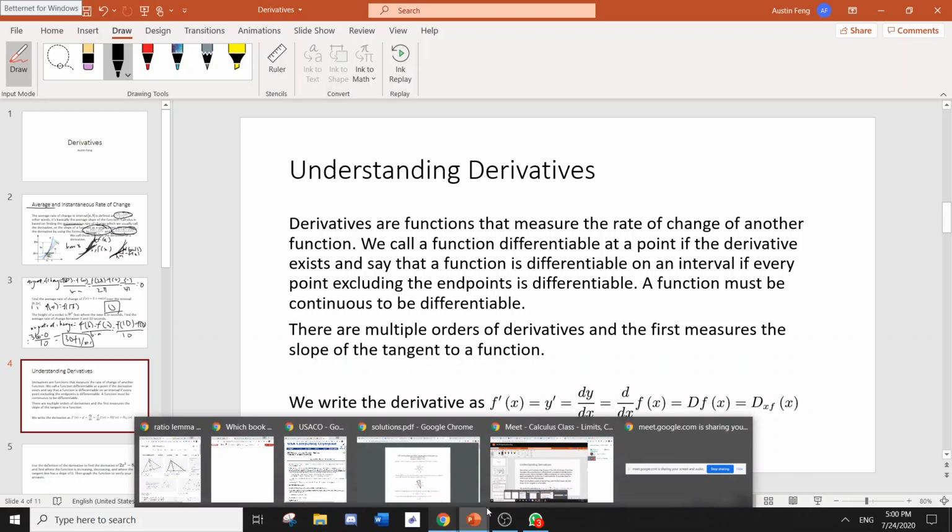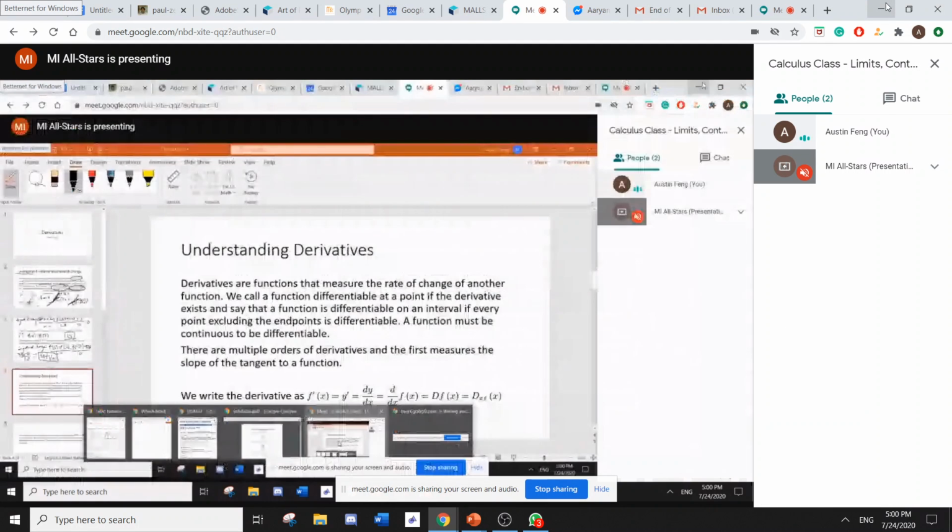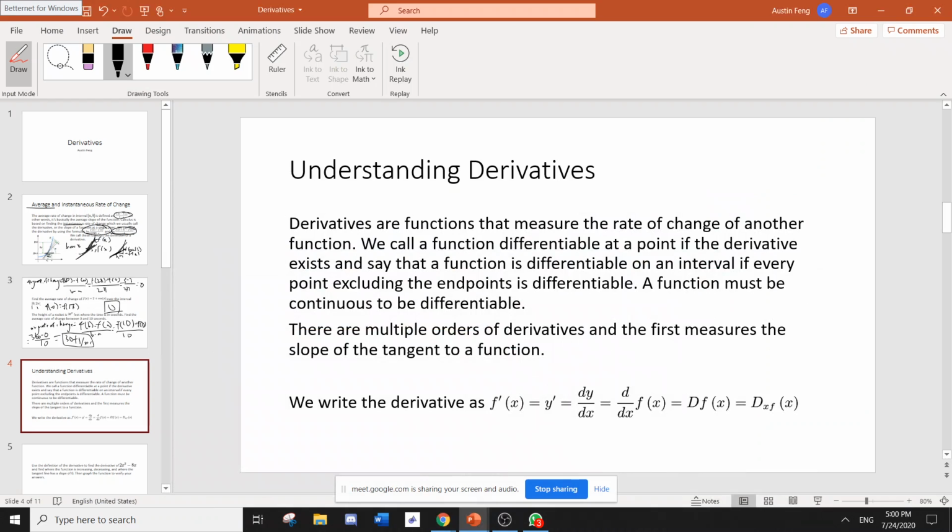So we should try to further understand derivatives, because it's really important for you to fully understand them, because they're really like the foundation of calculus. Derivatives measure the rate of change of your function f of x. We say that a function is differentiable at a point if the derivative exists, and the function is differentiable on an interval if every point, excluding the endpoints, is differentiable.